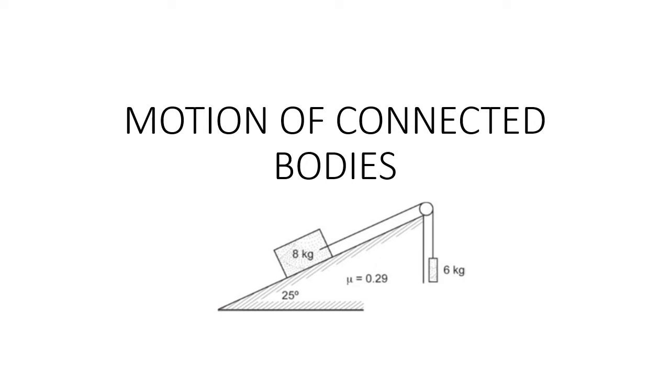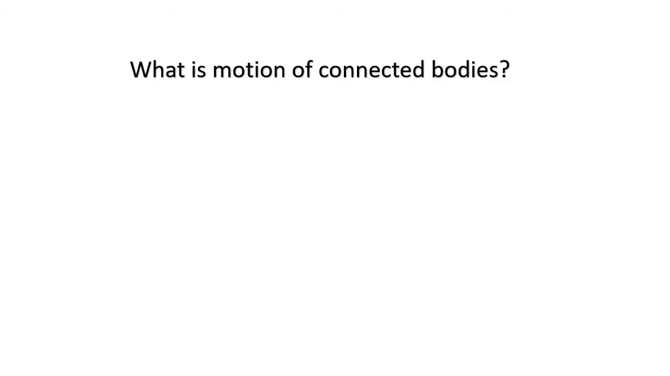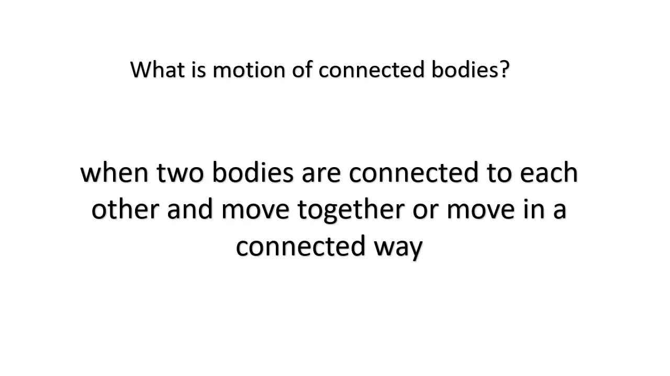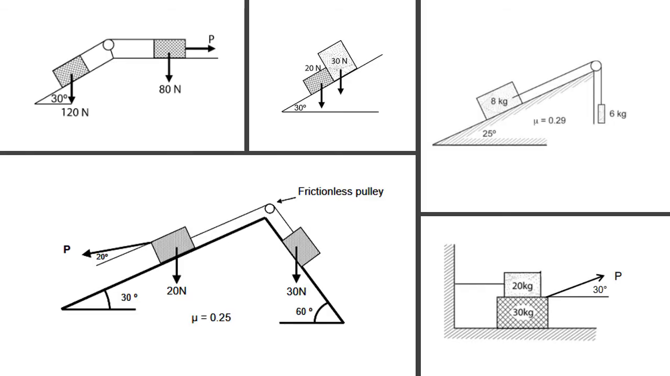Hi, in this presentation we're looking at motion of connected bodies. And what is motion of connected bodies? Well, a quick Google search tells me that it is when two bodies are connected to each other and move together, or when these two connected bodies move in a connected way, so they're moved together. And here are some examples of how these bodies are connected.